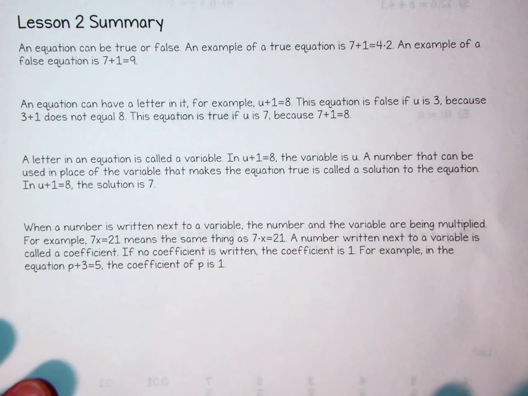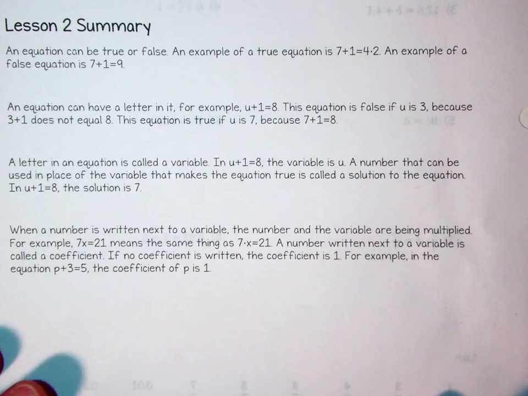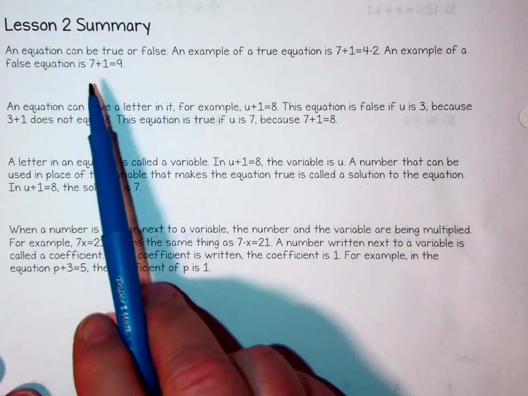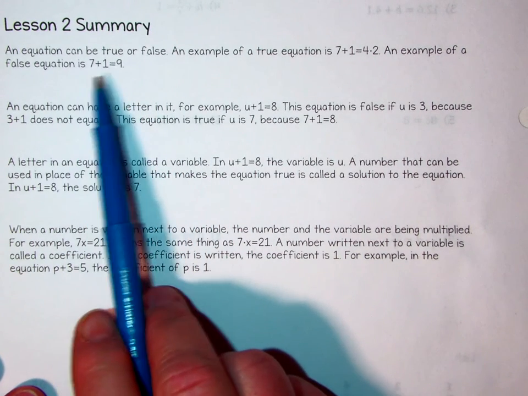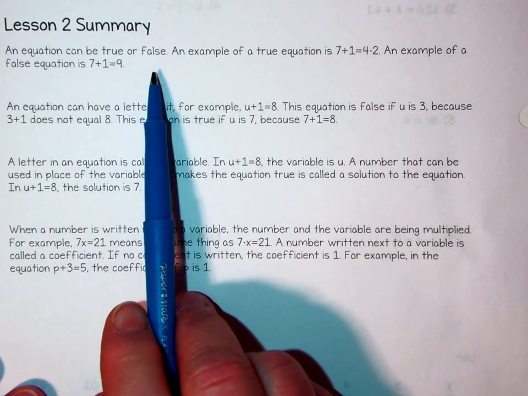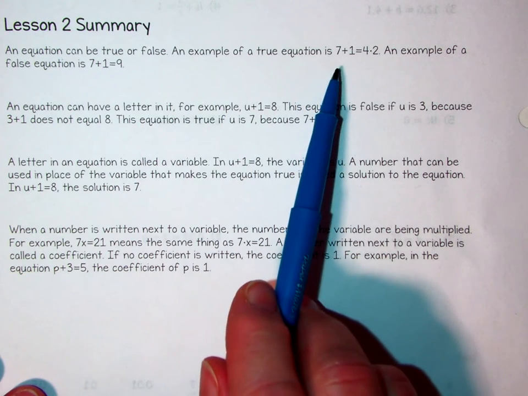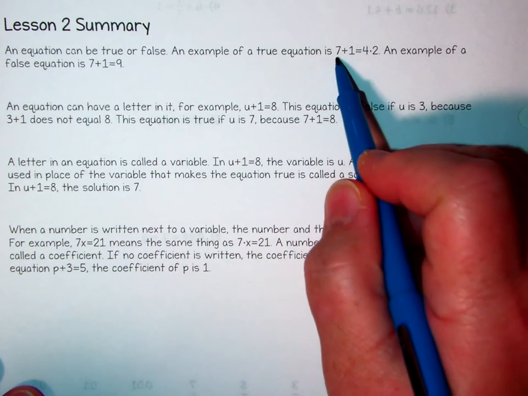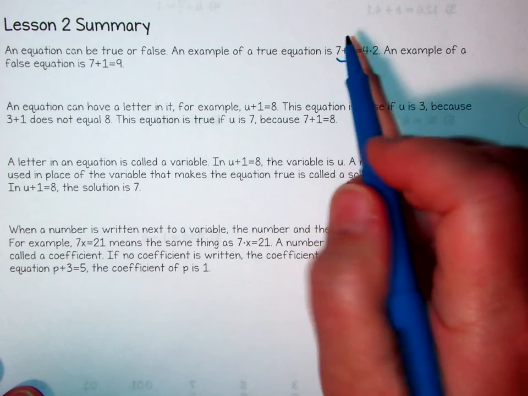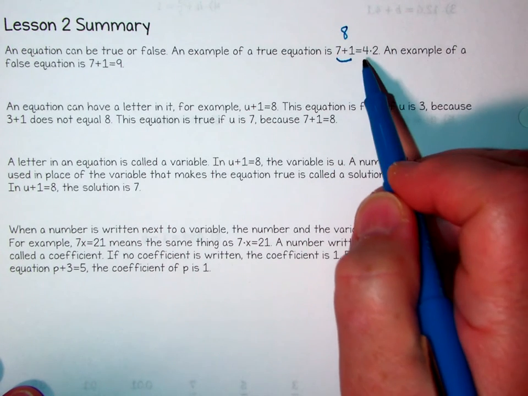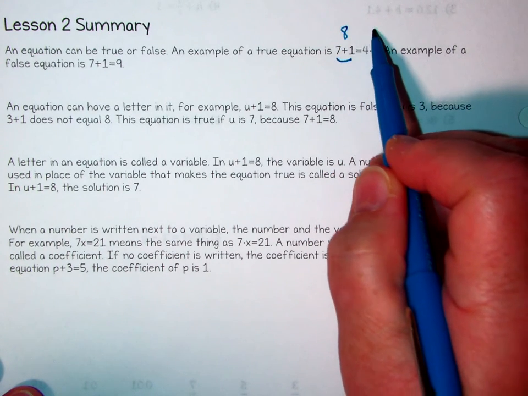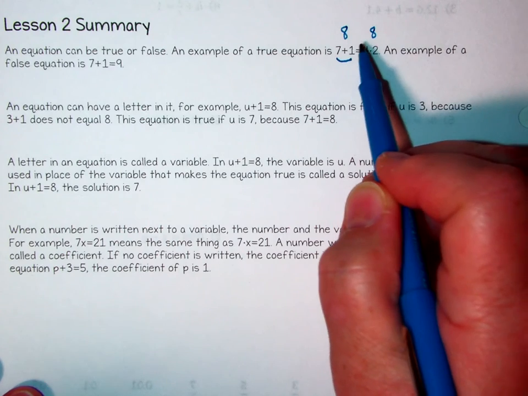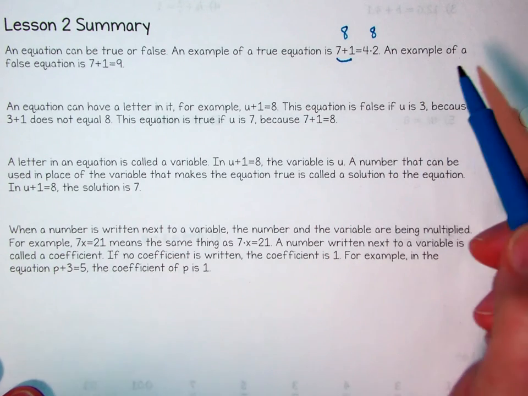Okay, let's finish up lesson 2 with the summary. Just kind of going over, an equation can be true or false. An example of a true equation is 7 plus 1 is equal to 4 times 2. The value on the left is 8. 7 plus 1 is 8. The value on the right, 4 times 2 is 8. So 8 has the same value as 8. This is a true equation.